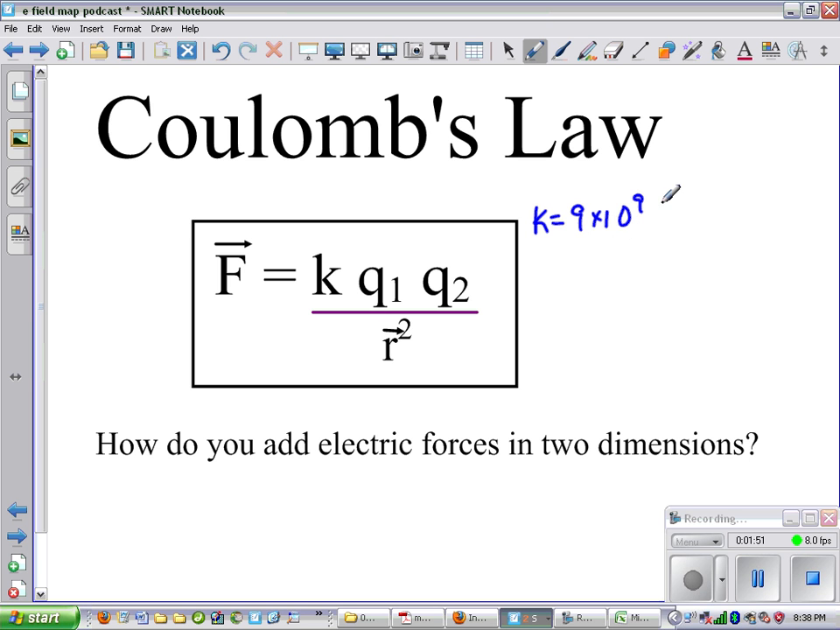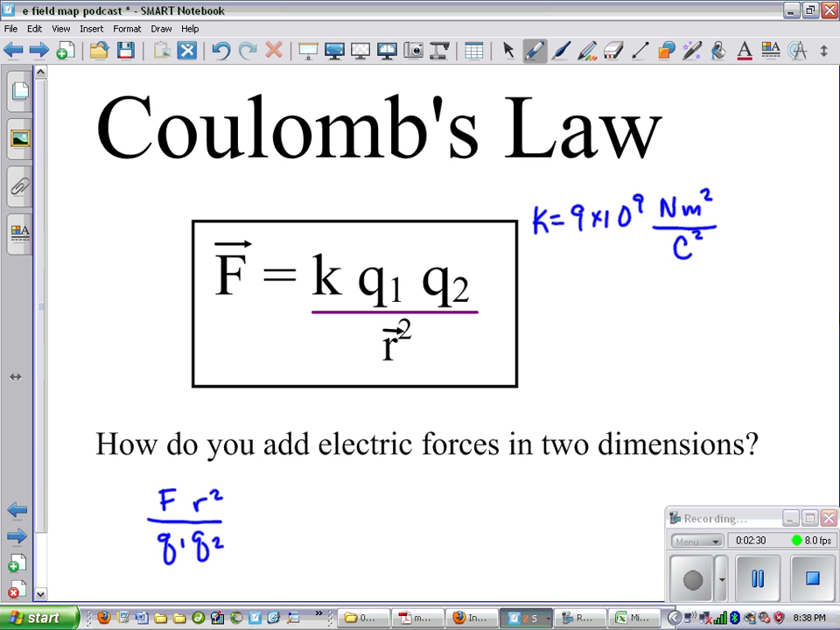to the 9th, and the units, and I'm looking at the formula to come up with the units, so if I rearrange the formula so everything is on this side of the formula, I get F r squared divided by q1 q2. So the units of k are newtons for force, meter squared for r, over coulomb squared per charge squared, because there's two charges there. And then the direction of the force vector is gotten from the r.